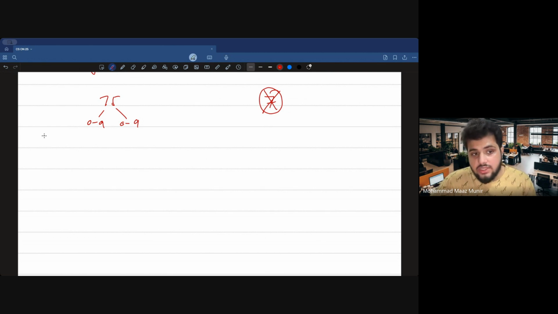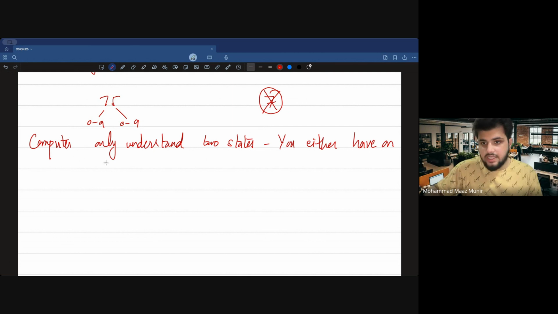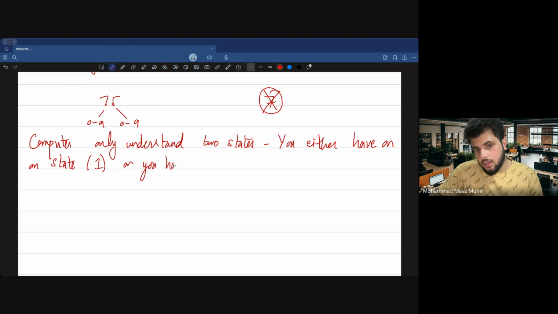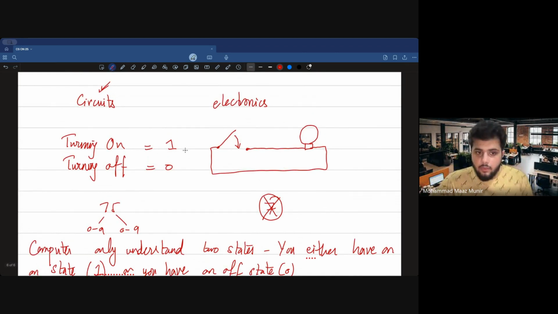A computer only understands two states. You either have an on state, which is basically referred to as one, or you have an off state, which is basically a zero. If I go back to the same example I mentioned earlier, we said that turning on is one, whereas turning off is zero.